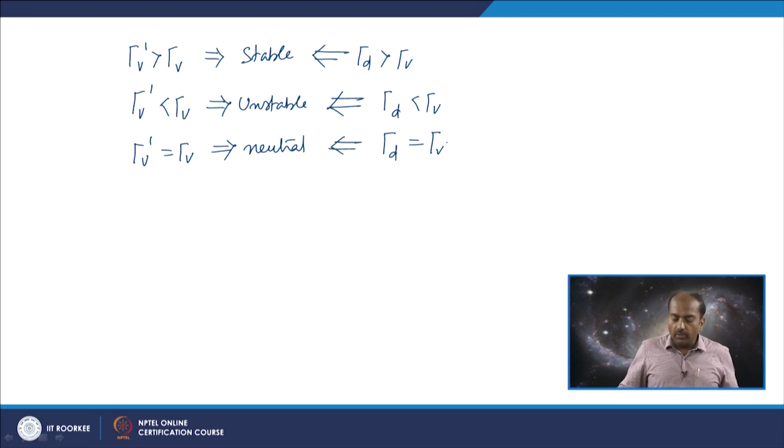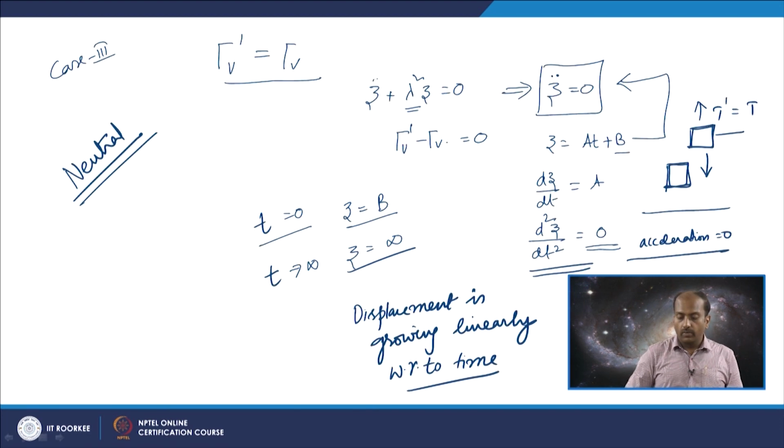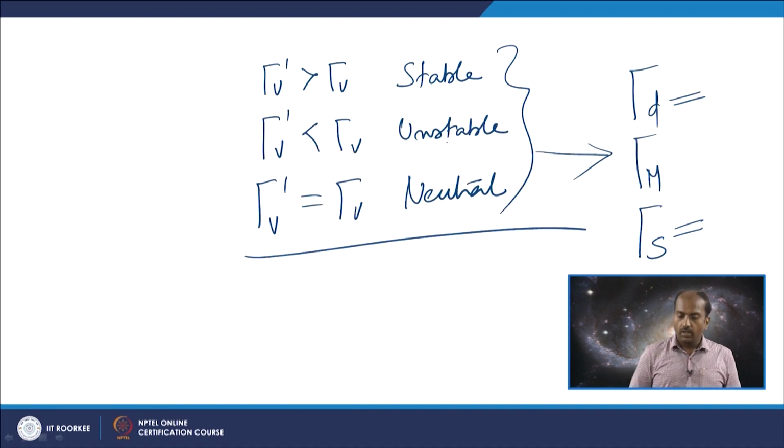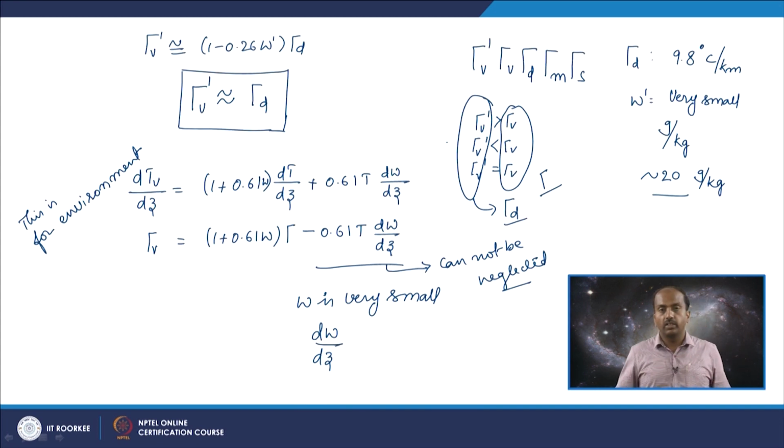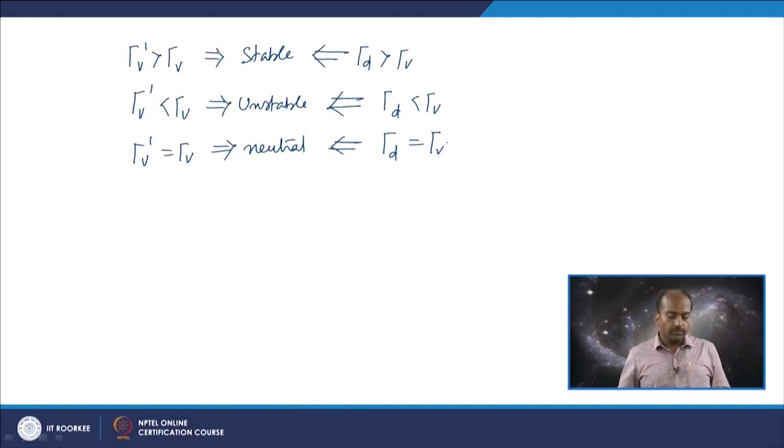So, what have we achieved? We started from this, where the conditions of stability are written in terms of virtual lapse rates. By assuming that the mixing ratio remains constant inside the air parcel, we have been able to replace the virtual lapse rate of the parcel with the dry adiabatic lapse rate, a more realistic number that we know for sure, right. And we rewrote the condition for stability as this, right.